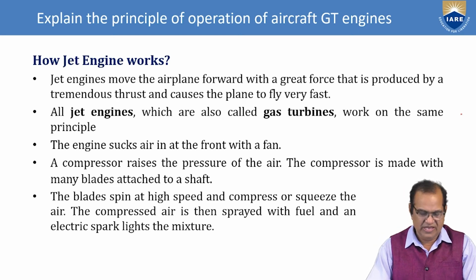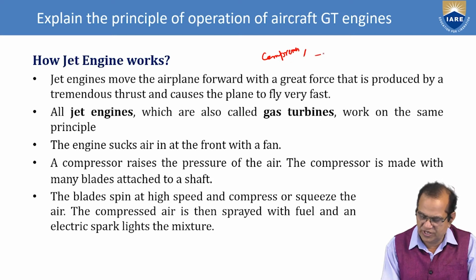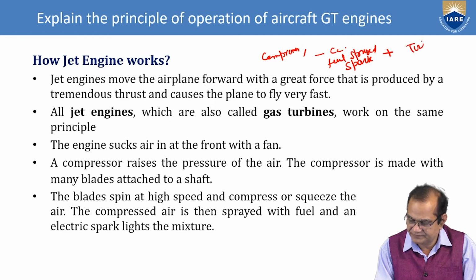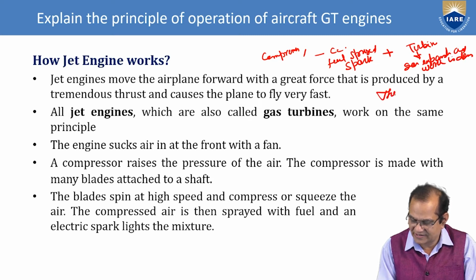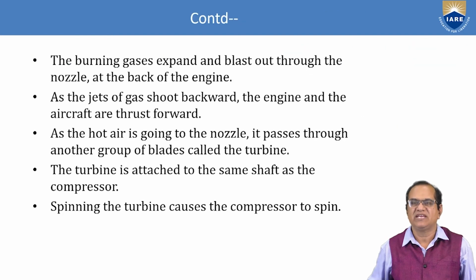So what we have to do is, first we have to compress. This compressed air goes to the combustion chamber where fuel is sprayed and a spark is given. Then it burns there, and this high temperature and high pressure gas goes to the turbine. In the turbine, the gas expands and work is done. This work is transferred to a propeller or nozzle as per the requirement. So this is the basic principle of a gas turbine engine.